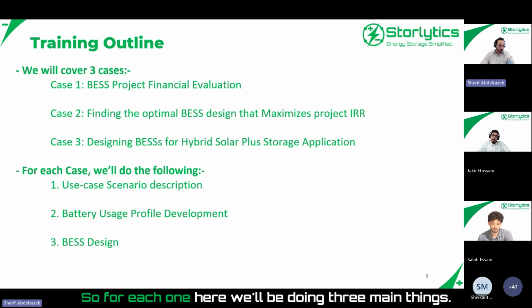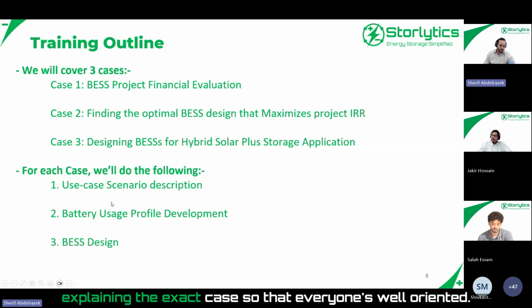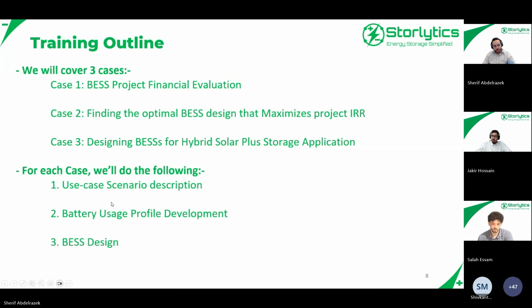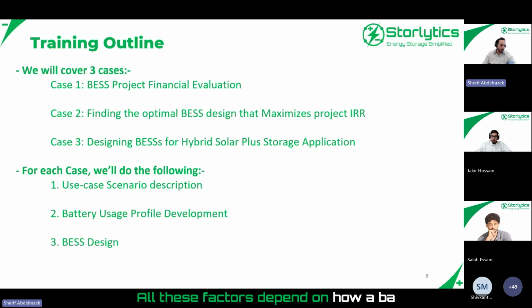So for each one here, we'll be doing 3 main things. The first is the use case description. So in the beginning, we'll be spending some time explaining the exact case so that everyone's well oriented. Then we'll be developing the battery usage profile, which is how the battery system is going to be dispatched. That is very important for the simulation to determine degradation, losses, auxiliary load. All these factors depend on how a battery system is actually dispatched. So we'll spend some time on that for the cases. And then finally, BESS design for each case.